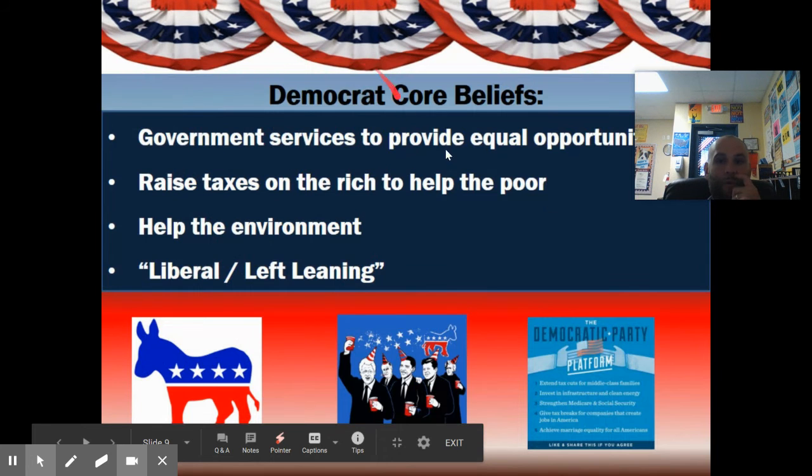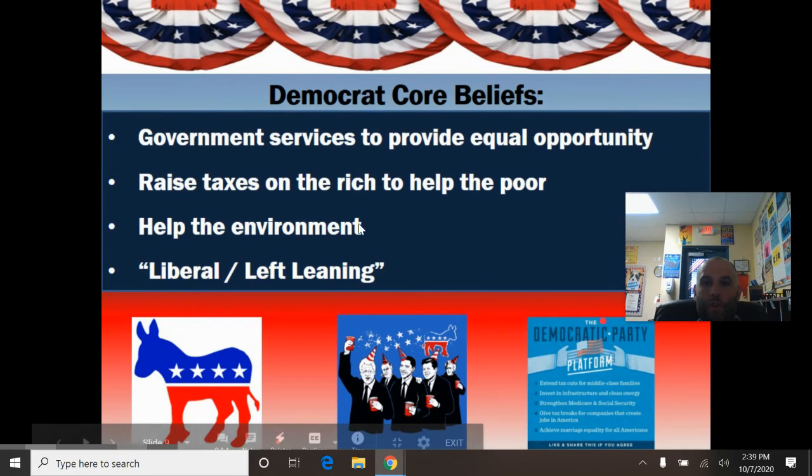Okay, so now what are the Democratic core beliefs? So you'd write this down on the left, and then you'd write this down on the right. So Democrats are represented by the donkey here. They are called liberals or left. So they believe in more government, that we need big government to provide services, to provide equal opportunities to women and minorities and people who are economically disadvantaged or poor, that we need government programs to help them. And to pay for those government programs, they generally believe in higher taxes.